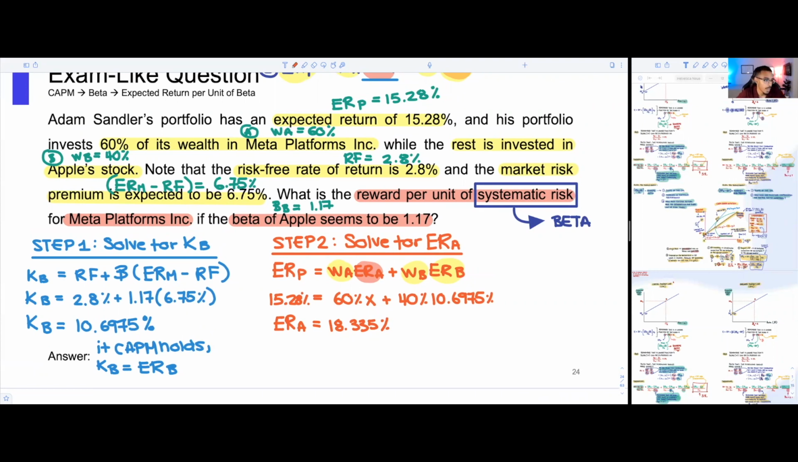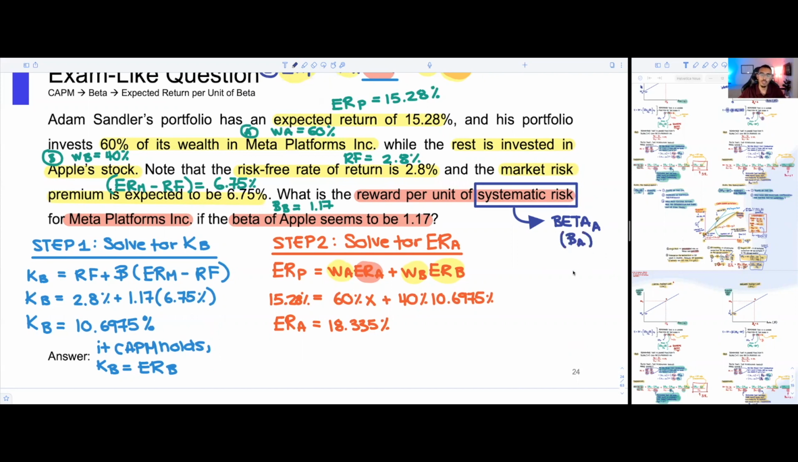So now that we have that, we could do a big move. Because we know this question is looking for the reward per unit of systematic risk for Meta Platforms Inc., we don't need to solve for everything and anything. We know at the end we're going to look for beta A no matter what. That's really what we're solving for. So we could write this as beta of A.